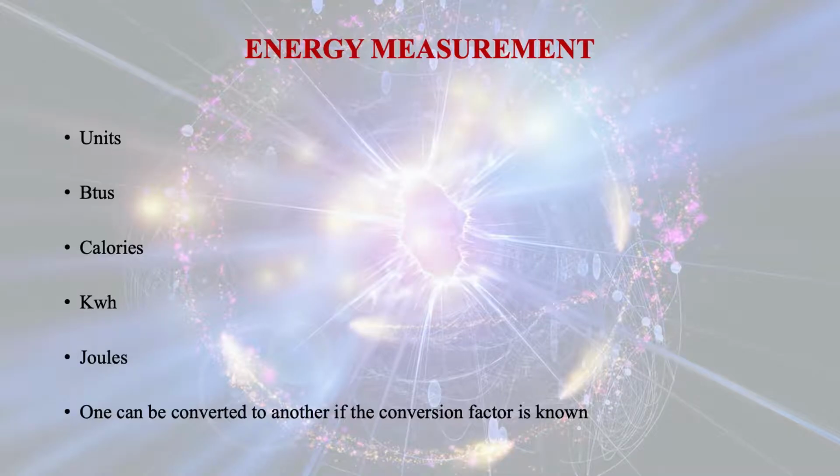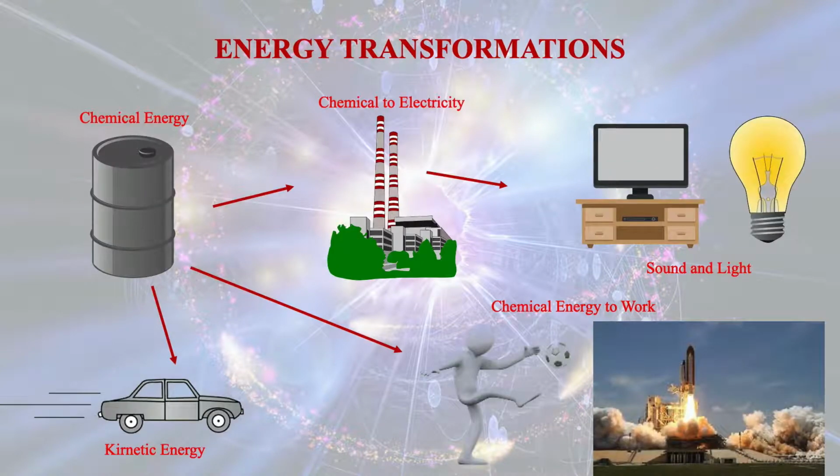Now, energy measurement, the units are BTUs, calories, kilowatt hour, joules, and one can be converted to another if the conversion factor is known. Now, this diagram will tell us how the energy transformation takes place. First, see on the topmost figure, that is the thermal power plant where the boiler is producing steam. But how the boiler will produce steam? Because the coal is burning inside the boiler, we get tremendous heat, and that heat is being utilized for converting water into high pressure, high temperature steam.